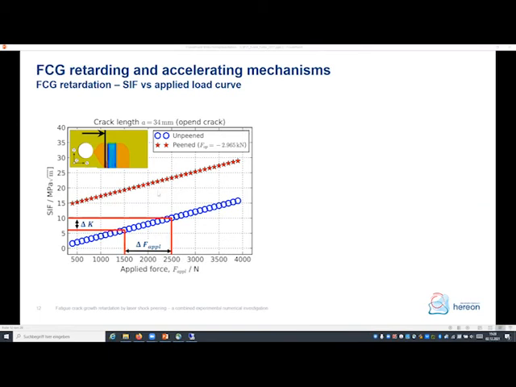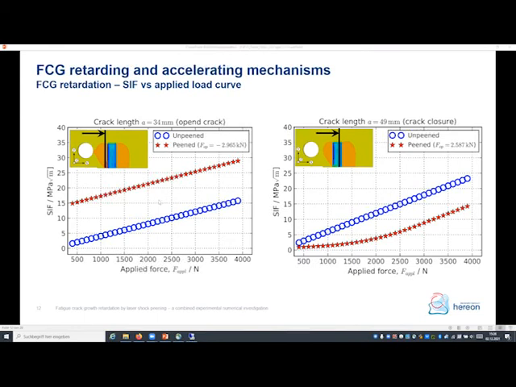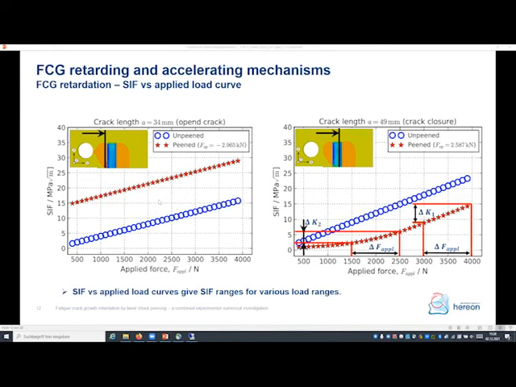However, when I have crack closure, then I see that I have a certain stress intensity factor range where the crack is completely opened. However, this range of the stress intensity factors decreases when I'm in the area where crack closure occurs, and this really causes the retardation of the fatigue crack.